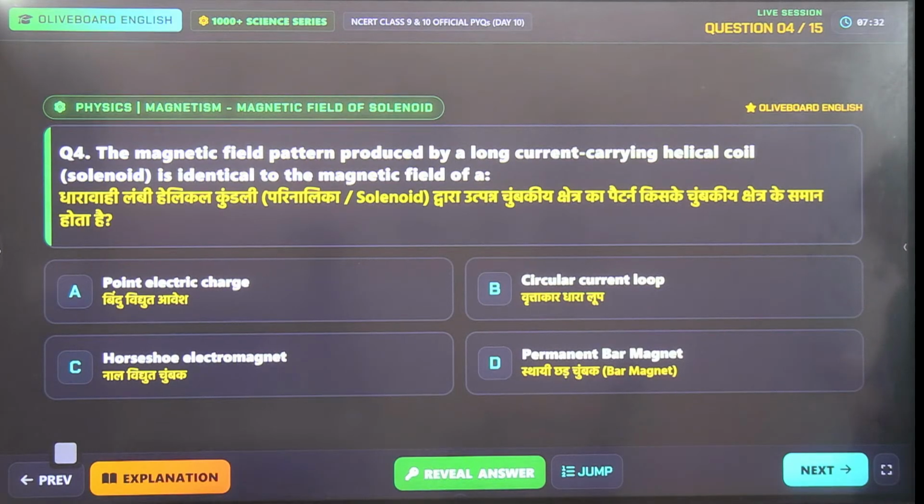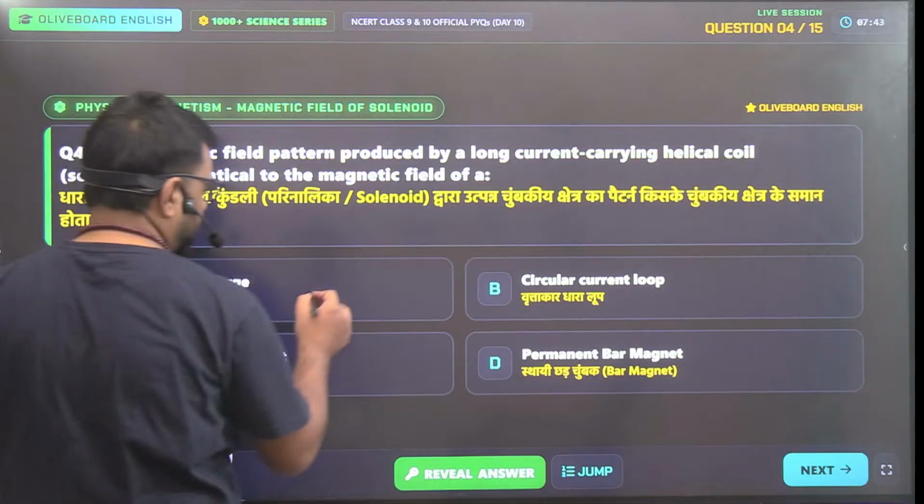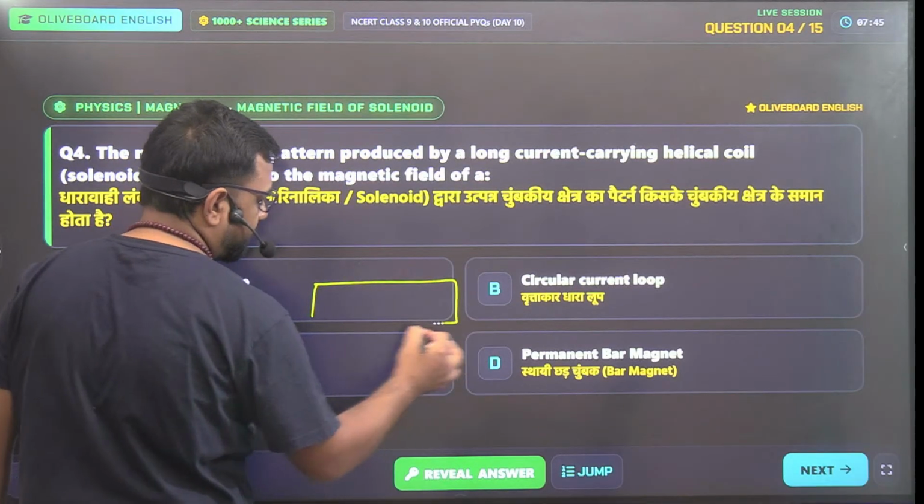So I've already received the answer from Ankita, but other candidates, what do you think should be the correct answer? So here the answer is going to be the permanent bar magnet, right? So let me show it to you. Guys, this is the bar magnet.